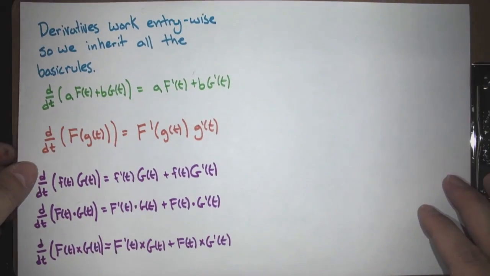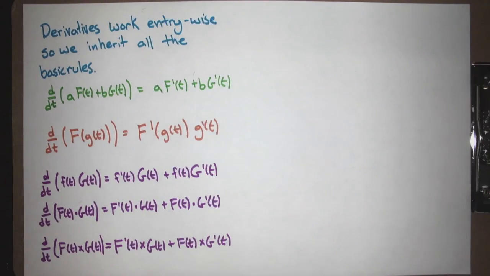Okay. A few comments. Derivatives work entry-wise. And the nice thing is, that means that you're really taking the derivative of each single entry. And as a consequence, you say, look, anything that's true for each entry, you can then extrapolate, and it should be true for all the entries.